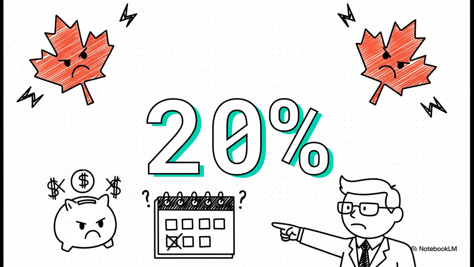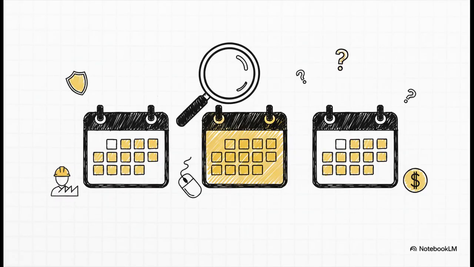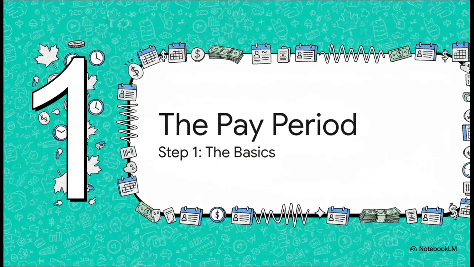So let's just start with a number that's going to get your attention: 20%. Yep, that's the potential penalty the Canada Revenue Agency, the CRA, can slap you with if you mess up just one simple payroll date. Ouch. But hey, don't worry, that's why we're here. In this explainer, we're going to give you total clarity on the 3 key dates you see on every single payroll. We'll break down which one the CRA actually cares about, and most importantly, show you exactly how to avoid those costly mistakes for good. Okay, let's dive right in.